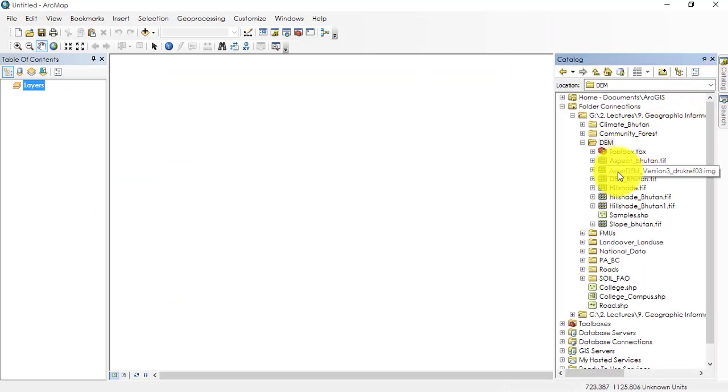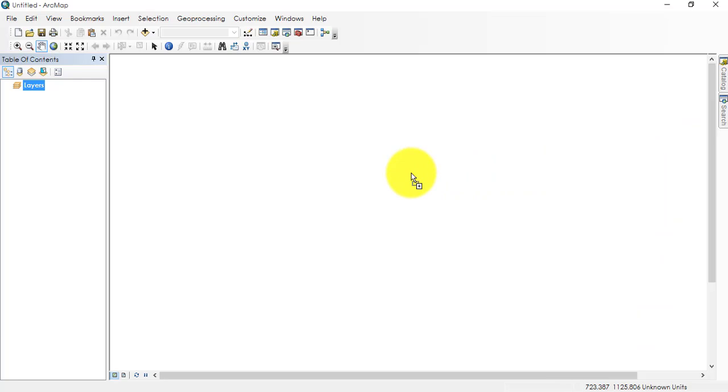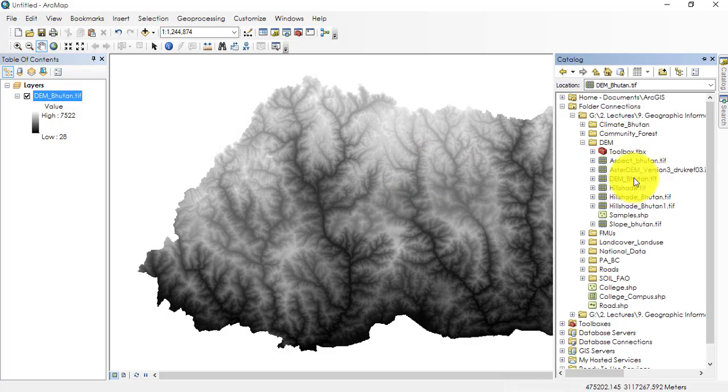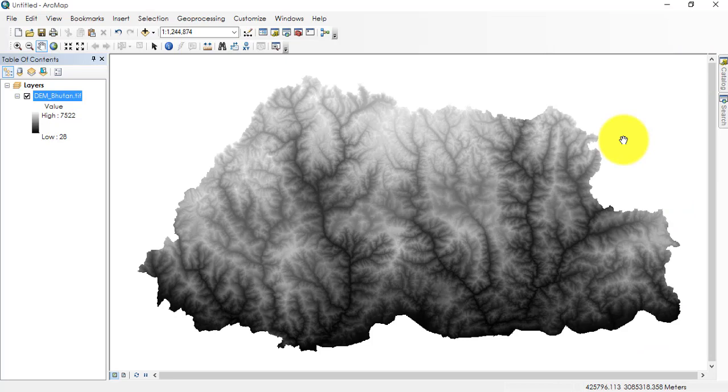I'll just be giving you a brief introduction to what raster data is and how we look at raster data. So let us do this exercise. I'll be dragging in DEM Bhutan. If you have DEM Bhutan, then that's well and good. If you do not have it, then you should have Raster DEM. That should serve the purpose. All right, so this is a raster file, specifically a DEM file.